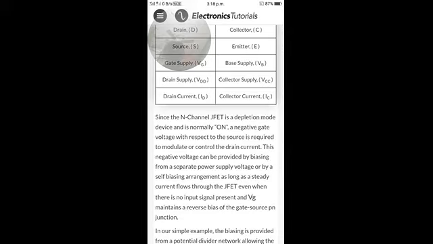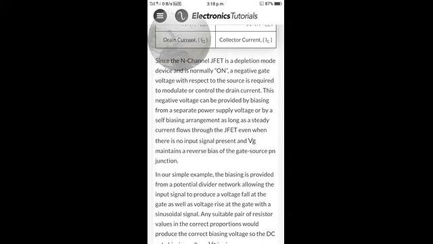When there is no input signal present, VG maintains a reverse bias of the gate to source PN junction using this self-bias circuit. When the signal is not applied, the gate to source voltage is maintained. The source is maintained at a higher potential than the gate, so it makes the JFET reverse biased. The source terminal is made more positive compared with the gate using the self-bias circuit, so that the JFET is in the cutoff state when the signal is not applied.